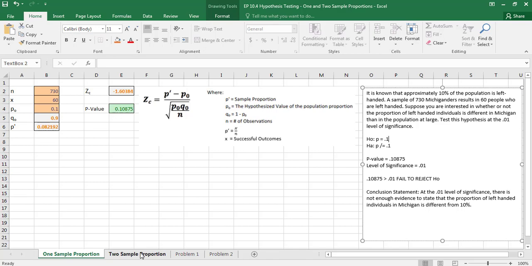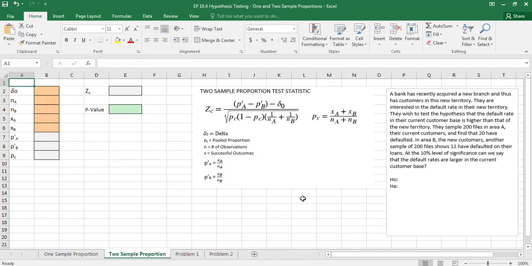All right, moving on to the two sample proportion case. This example says that we have a bank that has recently acquired a new branch and thus has customers in this new territory. They are interested in the default rate in their new territory. They wish to test the hypothesis that the default rate in their current customer base is higher than that of the new territory. They sample 200 files in area A, which is their current customers, and find that 20 have defaulted. In area B, the new customers, another sample of 200 files, shows that 12 have defaulted on their loans. At the 10% level of significance, can we say that the default rates are larger in the current customer base?